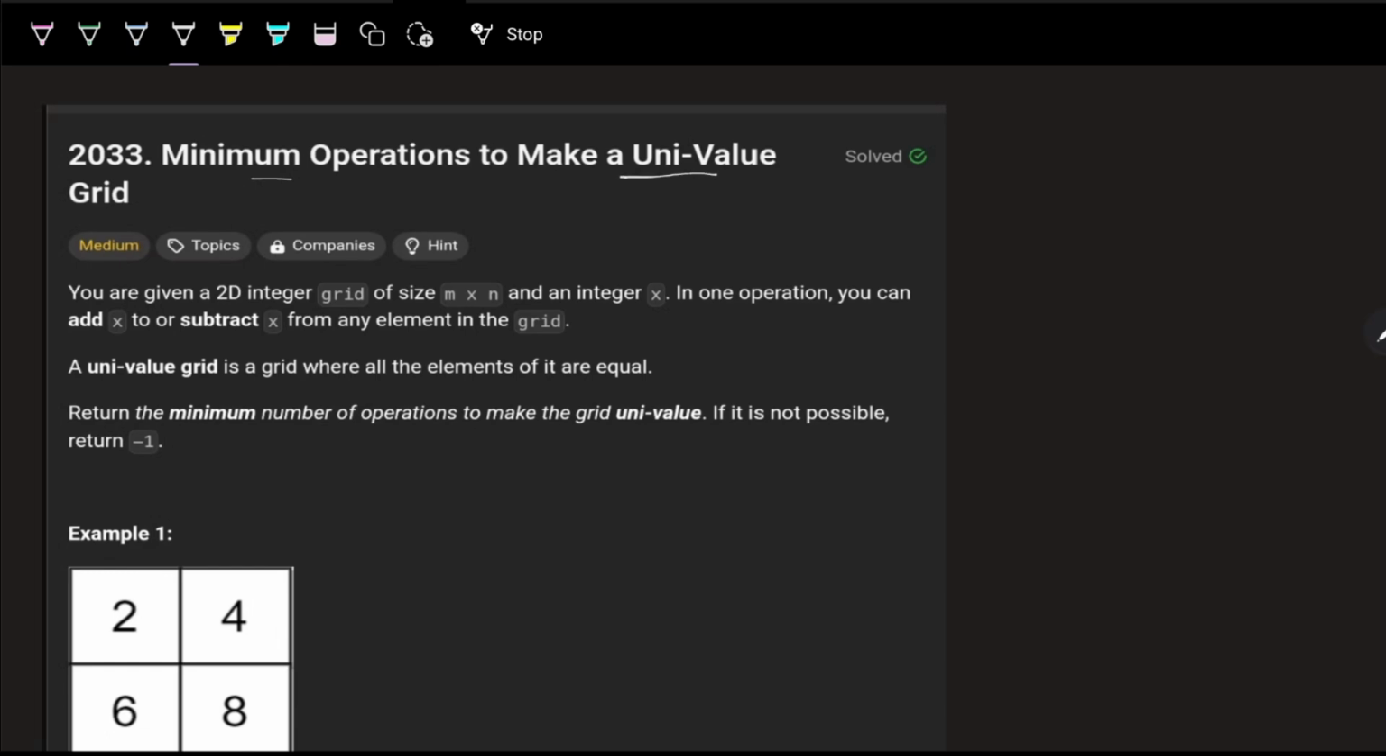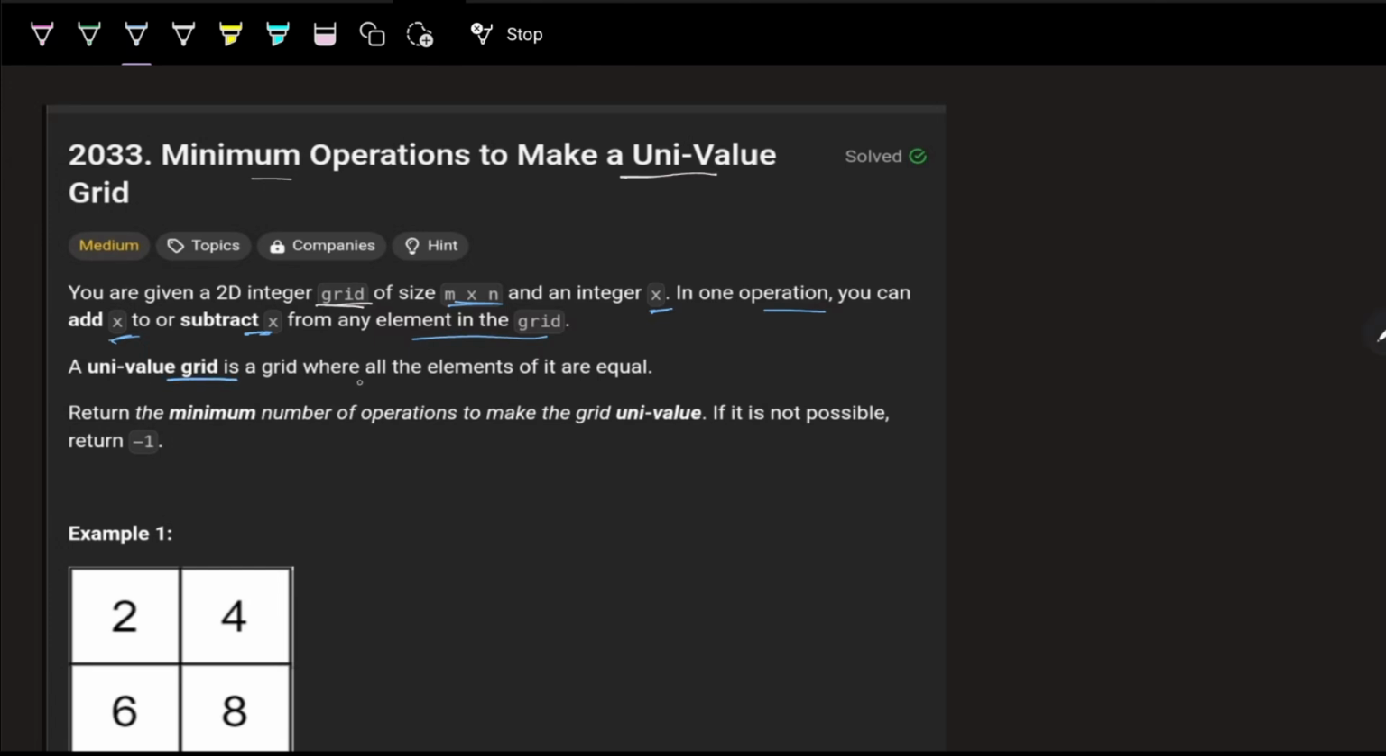What the problem says is that we are given a 2D integer grid of size m cross n and an integer x, and in one operation you can add x or subtract x from any element in the grid. Basically this is what we have been given. We have to add x or subtract x from any element of the grid.